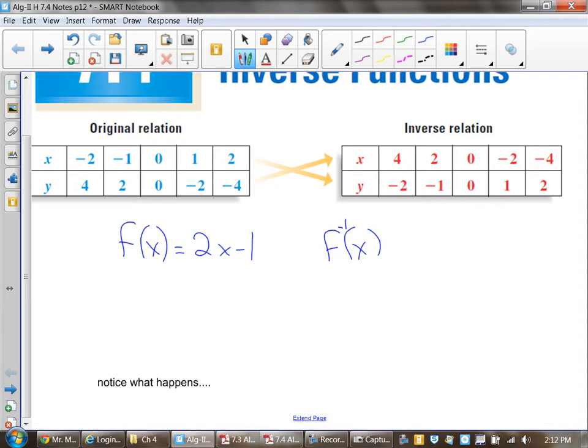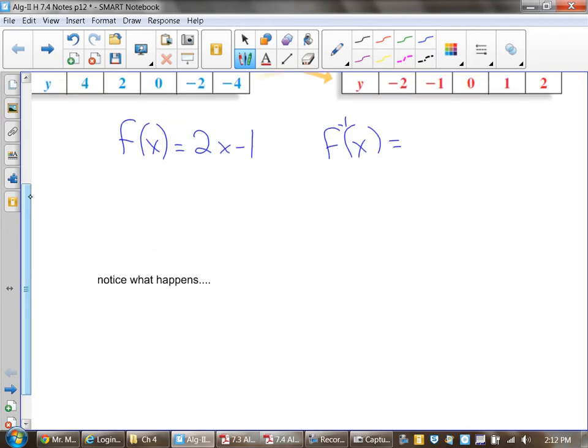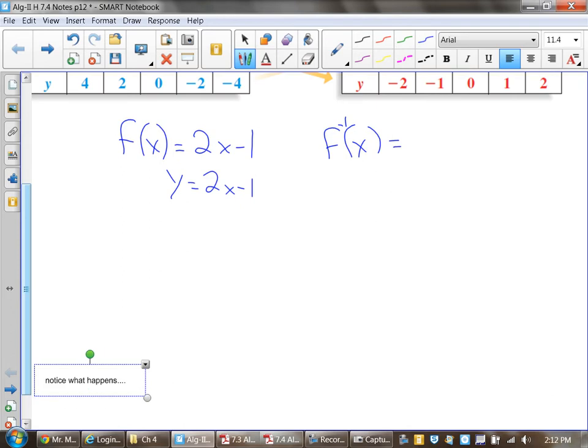And what is f of x synonymous with again? Y equals, good. So the inverse of this is nothing more than exchanging the x and the y values and resolving for y. If I rewrite this out in terms of y equals 2x minus 1, the inverse of it is this: x equals 2y minus 1. Now all I have to do is solve for y.